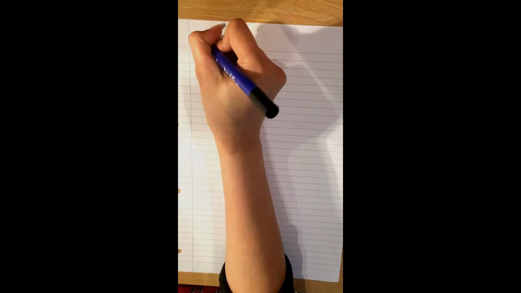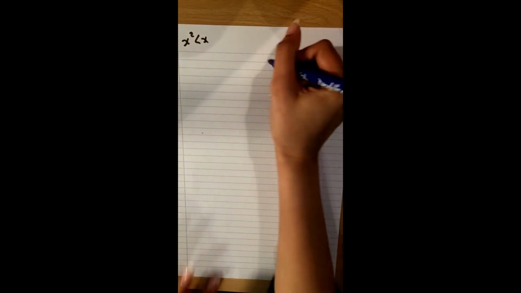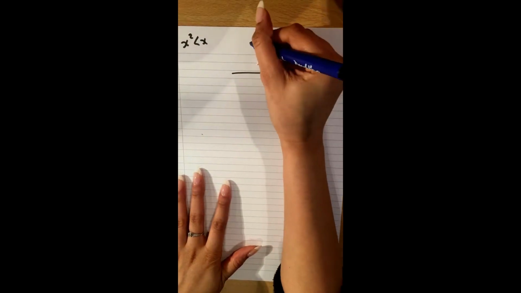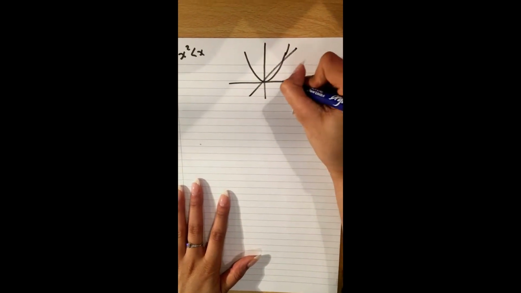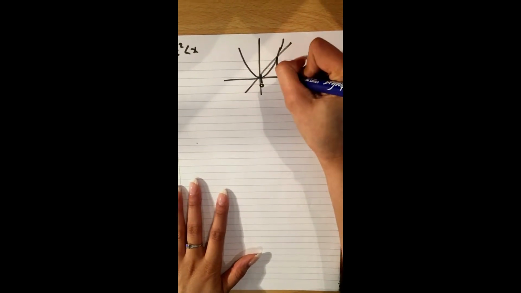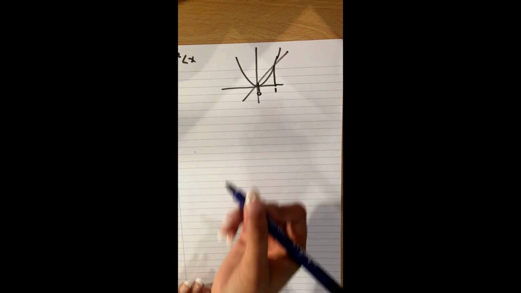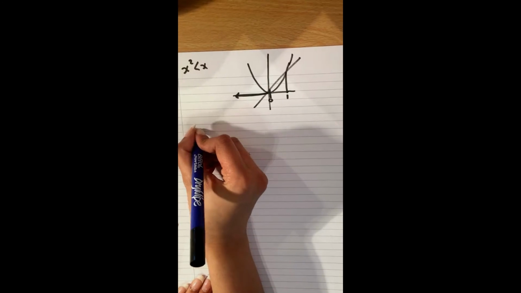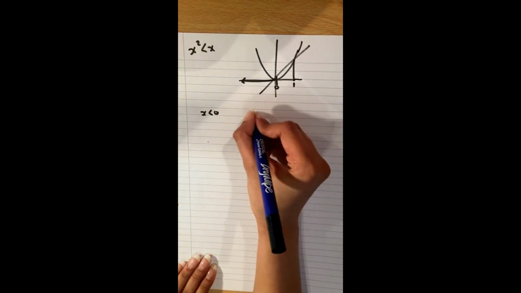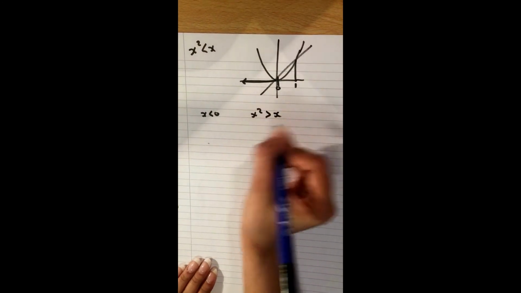So if we take our previous example of x squared is less than x and redraw our graph, we have the x squared graph and the y equals x graph. Our critical values are at 0 and at 1. So we can see that when x is in this region, so x is less than 0, the graph of x squared is greater than the graph of x.